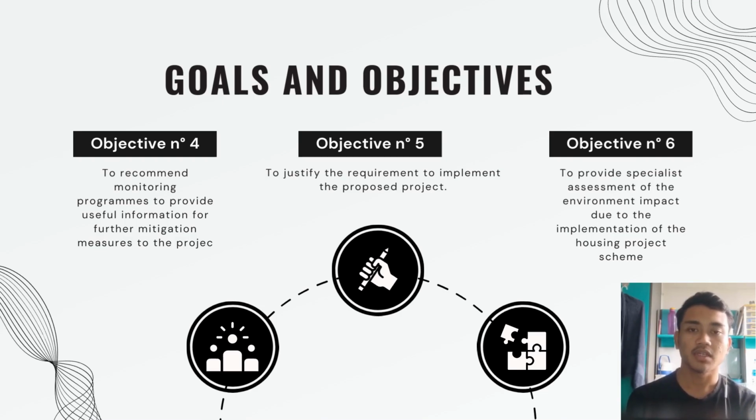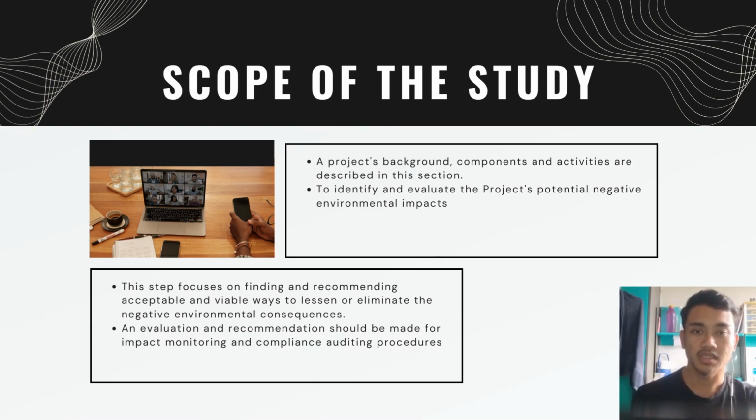The fifth is to justify the requirement to implement the proposed project. And the last one is to provide specialist assessment of the environmental impact due to the implementation of the housing project scheme. Okay, we move to the scope of the study. So, the scope of the study of EIA: the first is the project background. Components and activities are described in this section. And then next, to identify and evaluate the project's potential negative environmental impact.